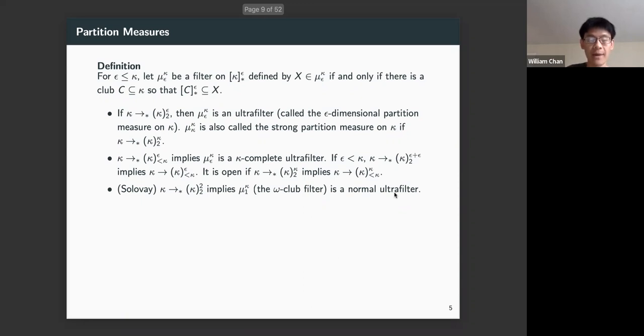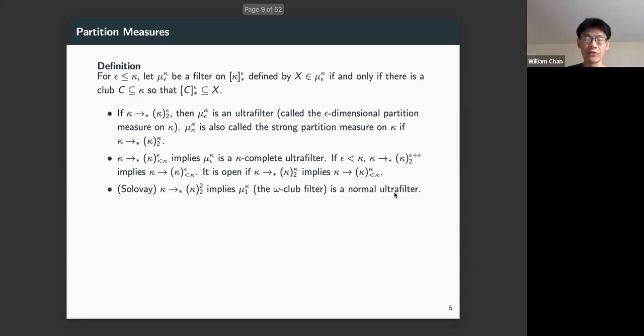If you have kappa arrow kappa sup epsilon sub gamma for every single gamma less than kappa, just from the definition, this implies that mu kappa epsilon is a kappa complete ultrafilter. And a little partition argument actually shows that if you have the epsilon plus epsilon sub 2 partition relation on kappa, this actually implies mu kappa epsilon is a kappa complete ultrafilter. So epsilon less than kappa is kind of important here because apparently it's open whether kappa being a strong partition cardinal alone implies that the strong partition measure is kappa complete.